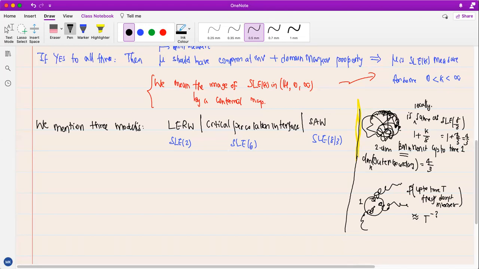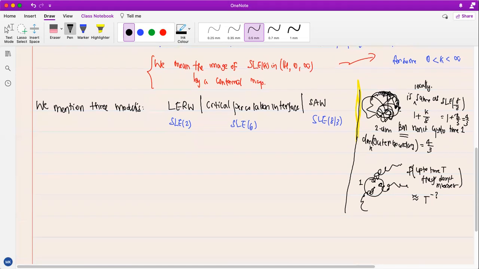That's how. The outer boundary of Brownian motion is very much the same as SLE 8 by 3. One can make it very precise. So that is how this 4 by 3 comes. These are other things for which SLE was useful.